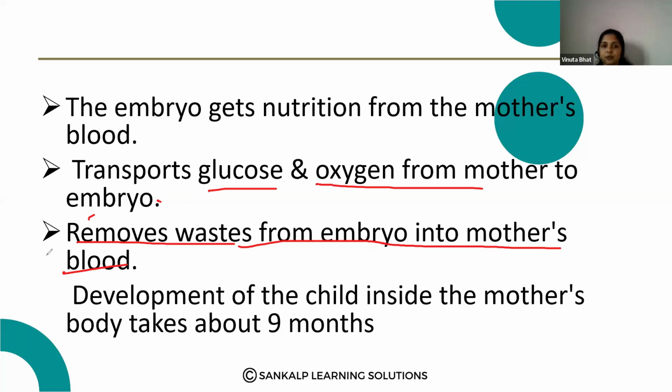The nutrition, mainly glucose and oxygen, the very important essential materials, is transported through the placenta, and nitrogenous waste and carbon dioxide are also removed by the placenta and excreted into the mother's blood, and the embryo gets the nutrition from the mother's blood, also through the placenta. So these are some important functions of the placenta.